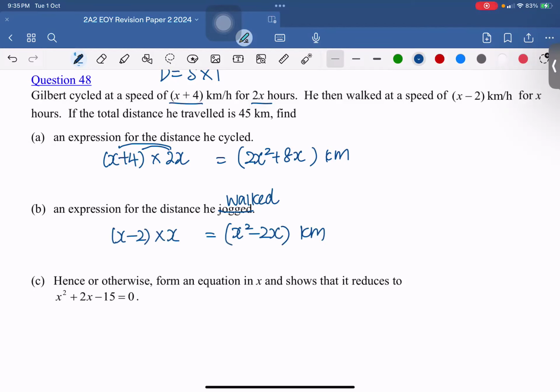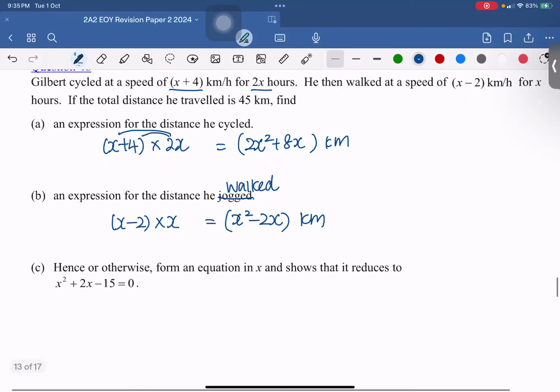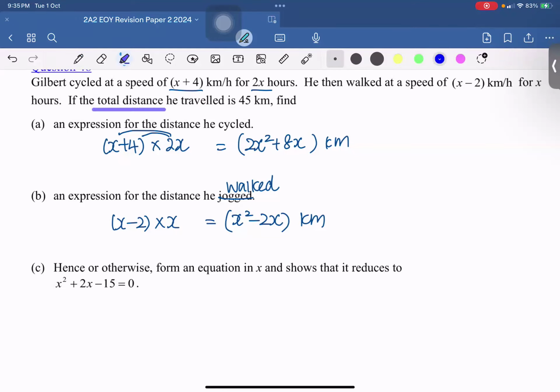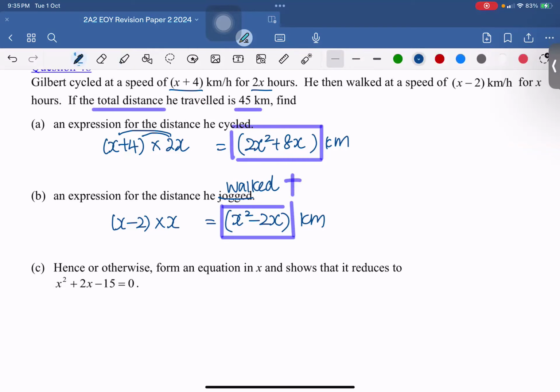Next part, the question says the total distance traveled. So for total distance, what do you do to these two numbers? Add together. Total distance is this, right? So you take 2x squared plus 8x plus this x squared minus 2x, equal to 45 km. Correct. So this is the version that has no fraction.